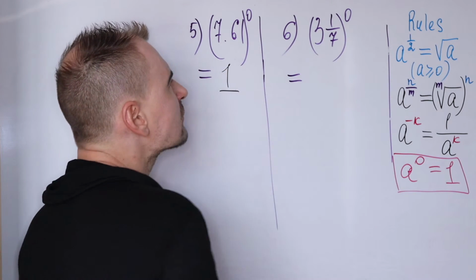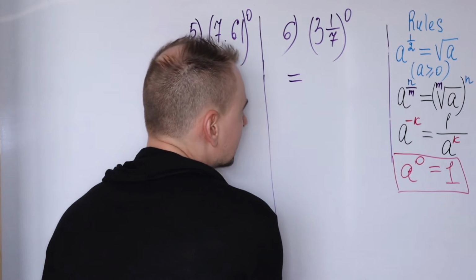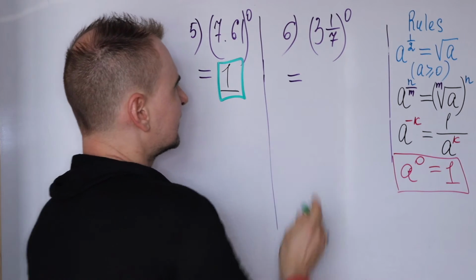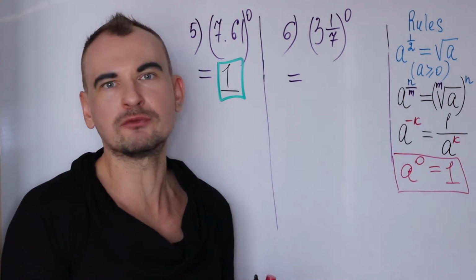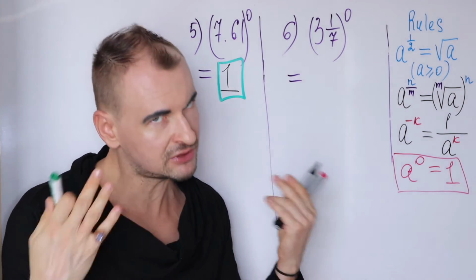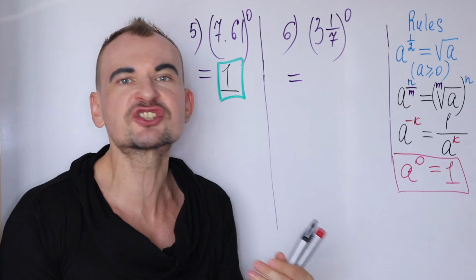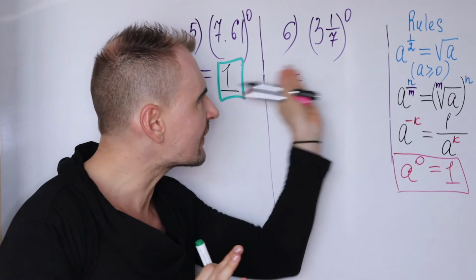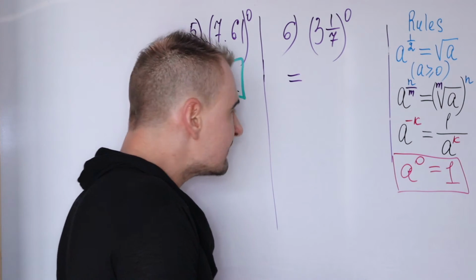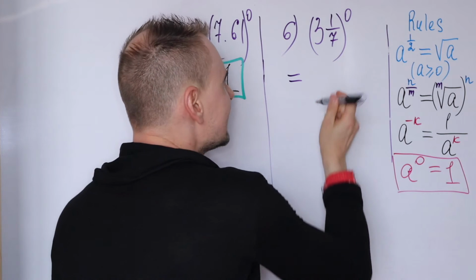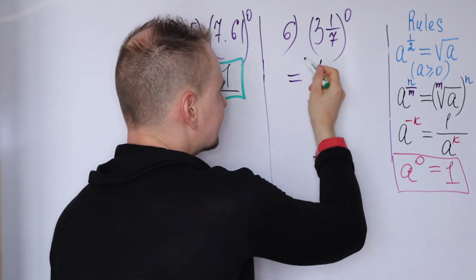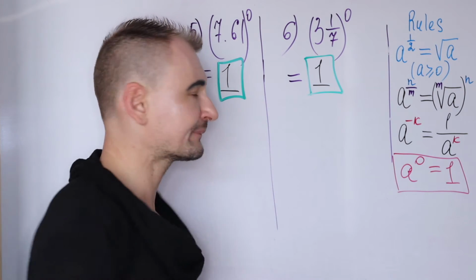The same goes for this example. Regardless of whether your base is a fraction or happens to be a mixed number, whatever number you are given, including integers like 5, 6, negative 5, a half, 3 over 2, a mixed number, instantly, right off the bat, your answer is 1.